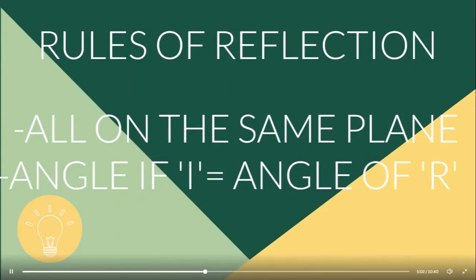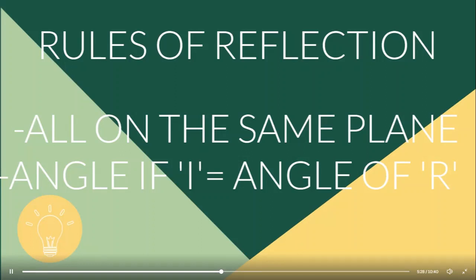First rule, as I told you, the angle of incidence is always equal to the angle of reflection. So always remember that the angle of incidence is always equal to the angle of reflection. Second, all of the parts of the reflection, the incident ray, the reflected ray, the angle of reflection, the angle of incidence, the point of incidence, the normal, all of them lie on the same plane. That's the second rule of reflection.